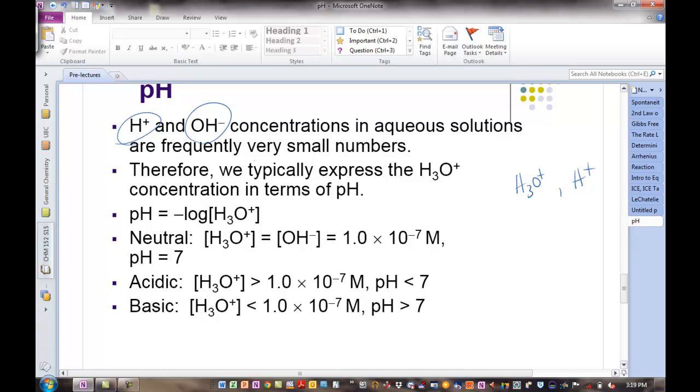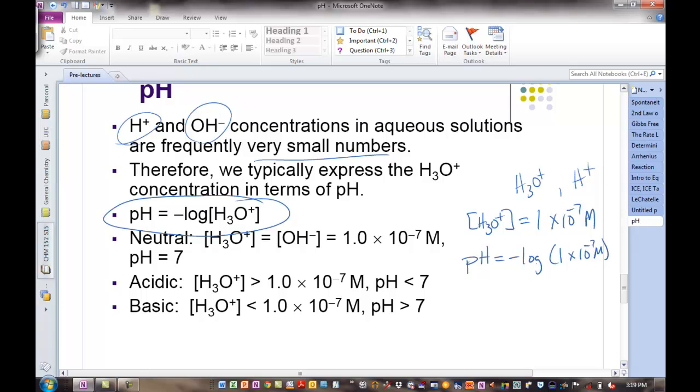Those are very small numbers as you saw for a pure water solution. Therefore, we typically take the negative log of that. So if we had pure water where H3O plus is equal to 1 times 10 to the negative 7th molar, all right, we would then say pH is the negative log of 1 times 10 to the negative 7th molar.